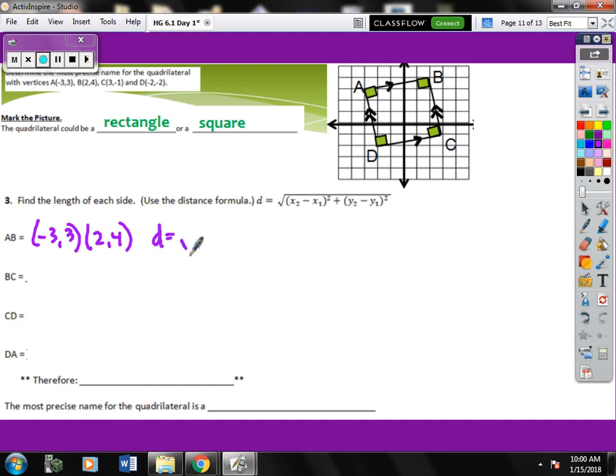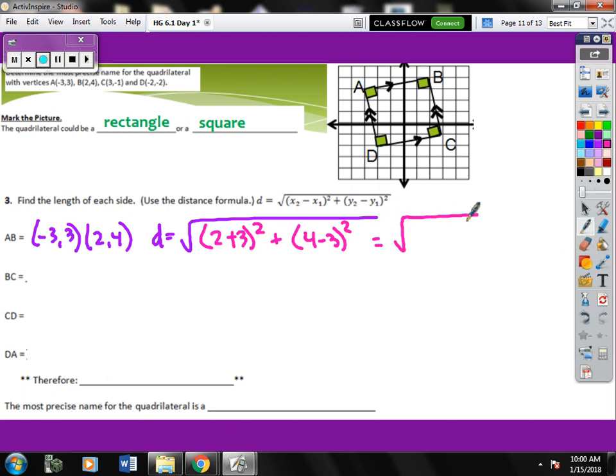I won't sing the song today. We all should recall it. So x2 minus x1 squared, y2 minus y1 squared. You don't have to go reach for your calculator to take the square root of 26. You can actually just leave it as the square root of 26 and then just make sure that all the other ones, if it's a square, come out to be 26. Okay? We'll do one more with you.